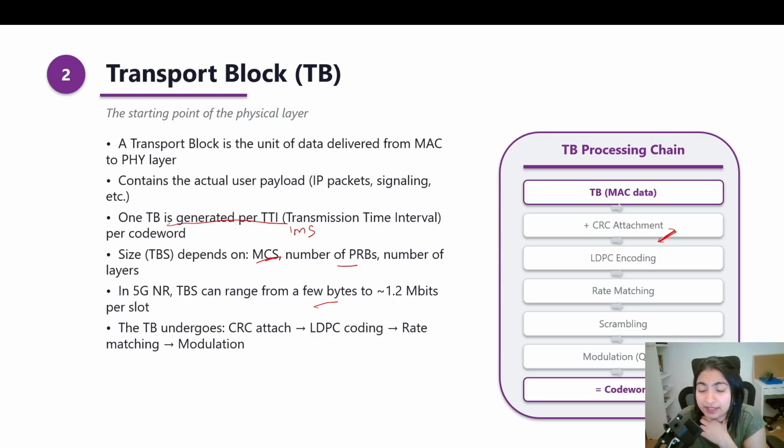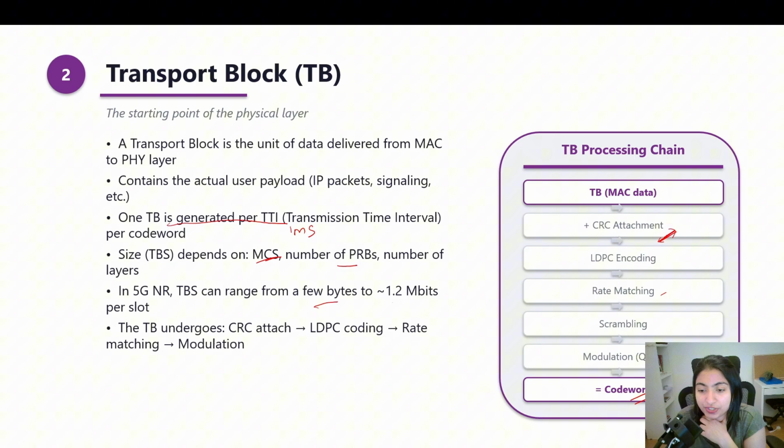Afterwards, an LDPC encoding is added. This is so that the UE can correct any errors. The next step is to match the rate. This adjusts the number of coded bits to fit the allocated resources. Afterwards, scrambling is done to prevent intercell interference patterns. The final step in this processing chain is to modulate the transport block onto complex symbols. So finally, after all these steps are applied, a transport block becomes a code word.